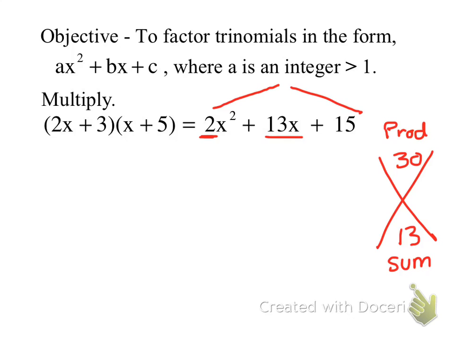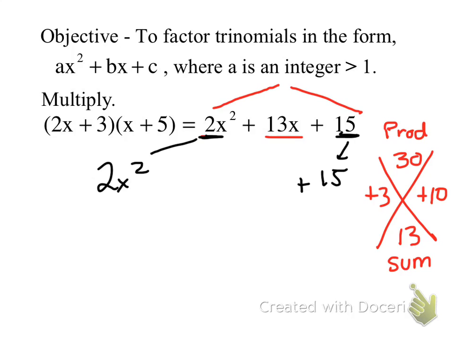Now, what multiplies to 30 and adds to 13? 10 and 3. Positive 10, positive 3. Okay. So now we are going to continue to use the first and the last term. We still use these terms: 2x squared plus 15. So I'm using this and I'm using this.